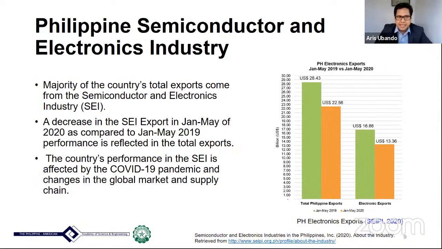In this slide, we can see that the majority of the country's total export comes from the semiconductor and electronics industry. However, there is a decrease in the export from last year compared to this year for the first quarter, and it's reflected in the total decrease in the export. So the country's performance in the SEI is affected by the COVID-19 pandemic and changes in the global market and supply chain.